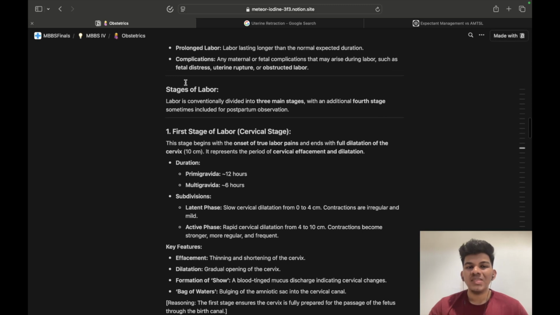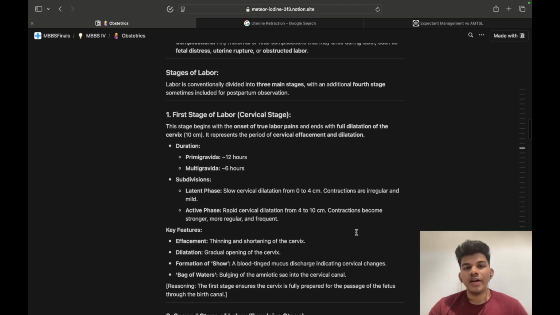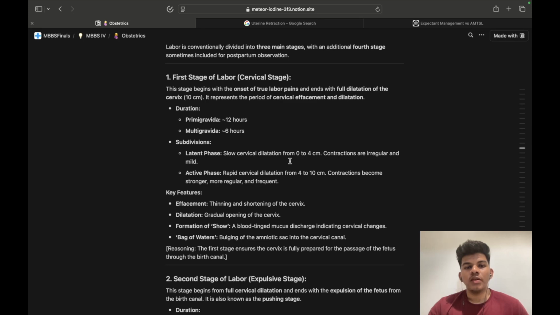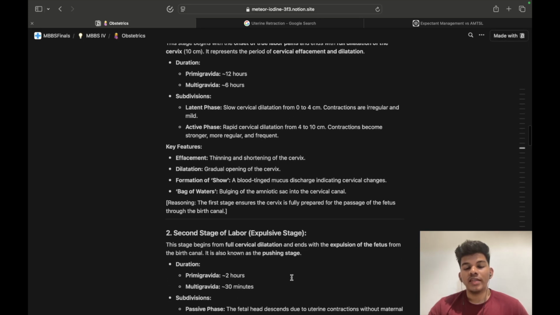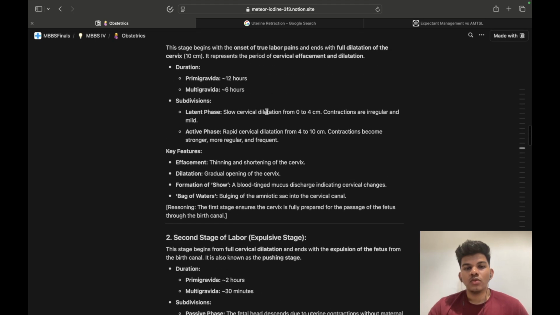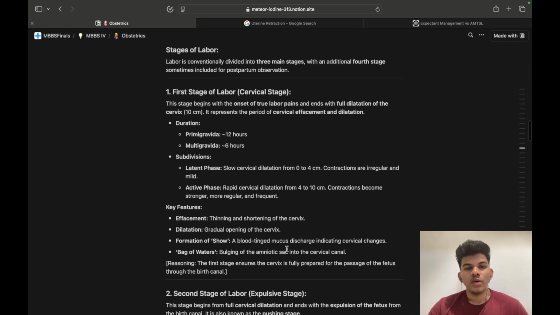Stages of labor. It is mainly divided into three stages, but there is one additional stage which is useful for postpartum observation. So what are the different stages of labor? The first one is the cervical stage, the second is the expulsive stage, and the third is the placental stage. Looking at the names, you might have guessed what they mean. The first stage begins with the onset of true labor pains and ends with full dilatation of the cervix.